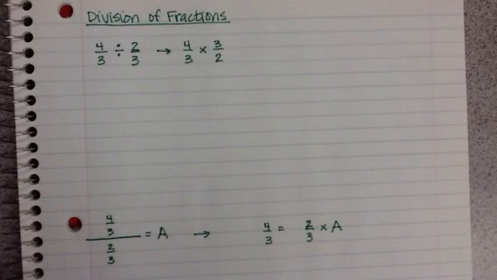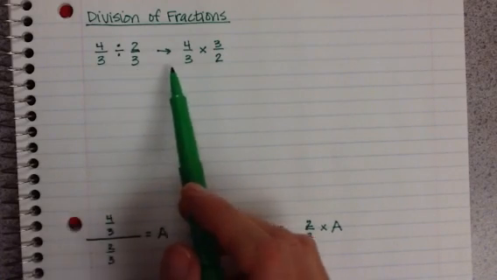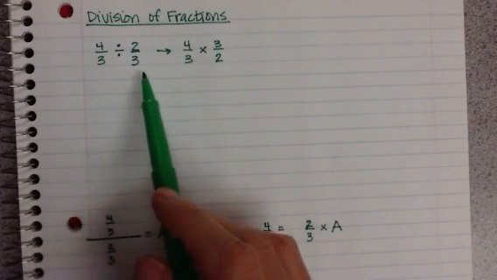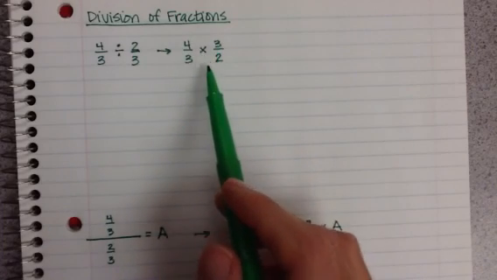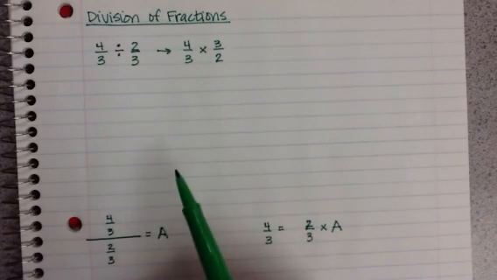Okay, let's continue by doing an example of a division of fractions problem. So I'm going to show you a way that hopefully will help you remember that when you have a division problem, basically we're going to turn it into a multiplication problem, and we multiply by the inverse of the second fraction.